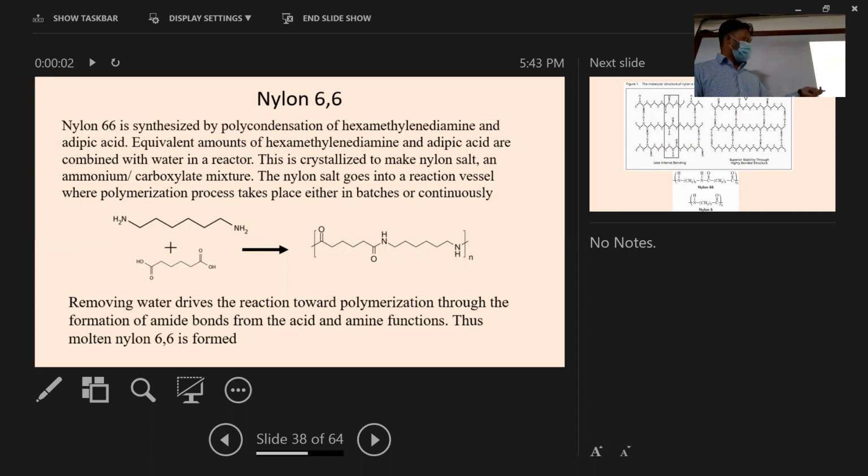This is a carboxyl group. This is also another carboxyl group. So when we react an acid and an alkali, definitely you can expect to form salt and water. Okay, so we are getting salt. First of all, the nylon salt goes into a reaction vessel where the polymerization process takes place either in batches or continuously. That means once we get the salt, it is taken into another vessel and it polymerizes.